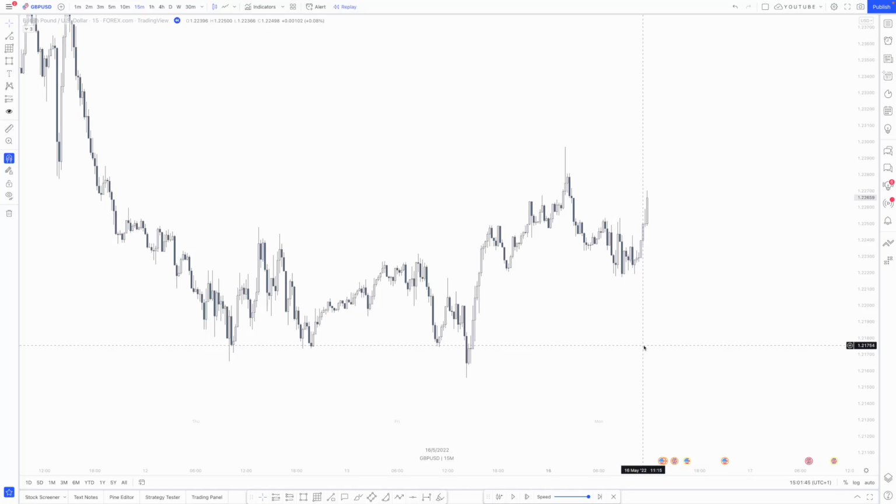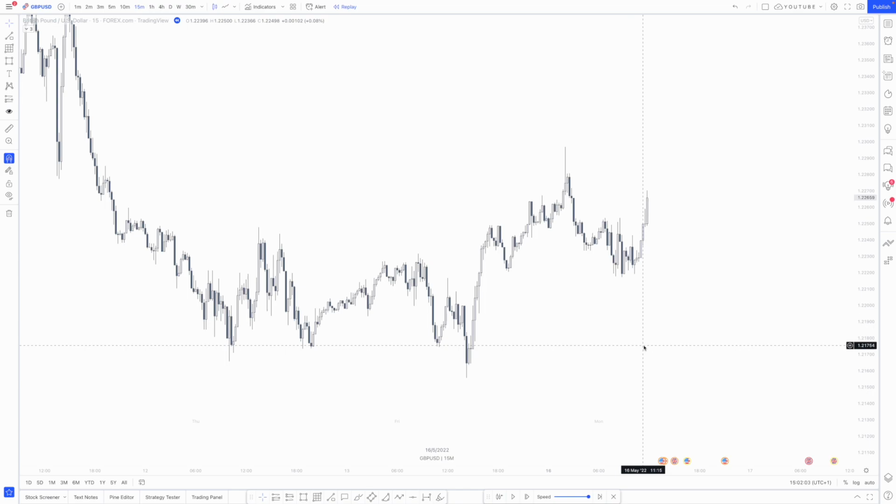Welcome back everyone to another trade recap, and I've not done a trade recap for a while, so I thought I'd cover the recent trade that I took that I did post on my community tab on my YouTube channel. This trade again was on GBP USD. This pair is becoming one of my favourite pairs to trade.